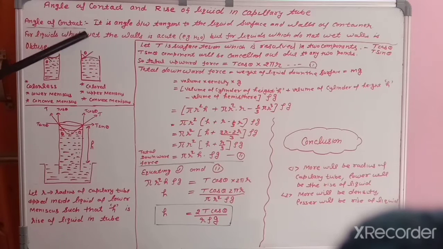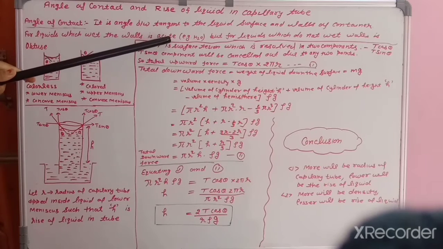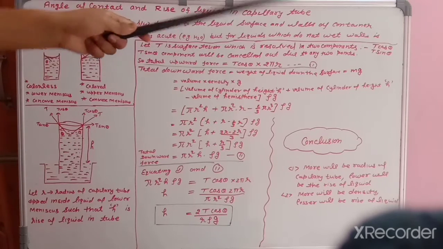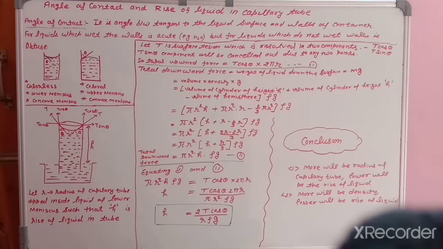For liquids which wet the walls of the container, like your water, the angle of contact is acute. Acute means less than 90 degrees. But for the liquids which do not wet the walls, like mercury, the angle of contact is obtuse. Obtuse means more than 90 degrees.